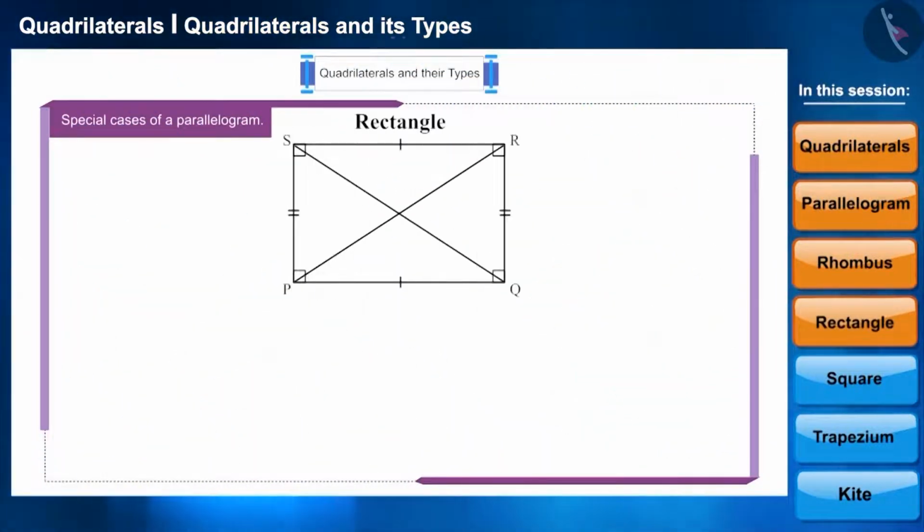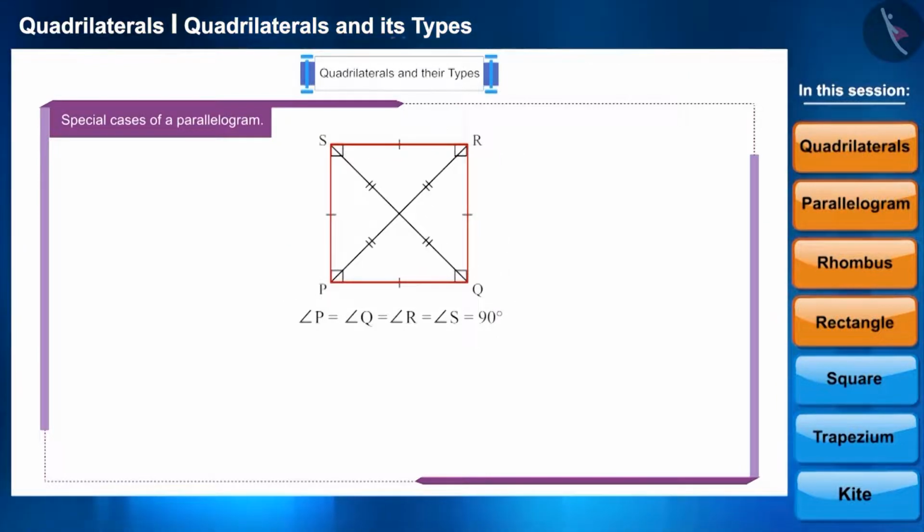Friends, in the previous year, we have learned about rectangle. This is a parallelogram whose all angles are right angles. It also has the properties of a parallelogram, that is, its opposite sides are parallel and equal. What if all the sides of a rectangle are equal? The figure will look something like this.